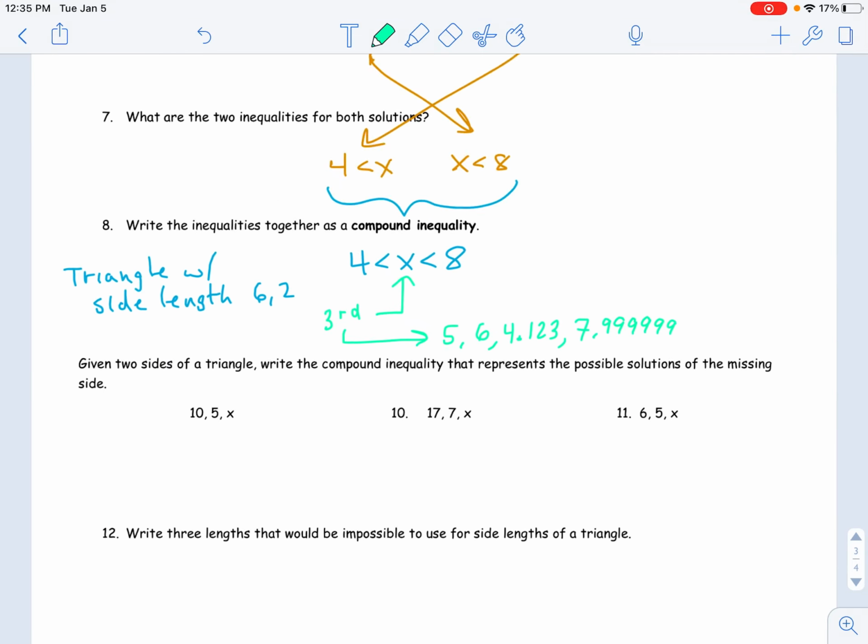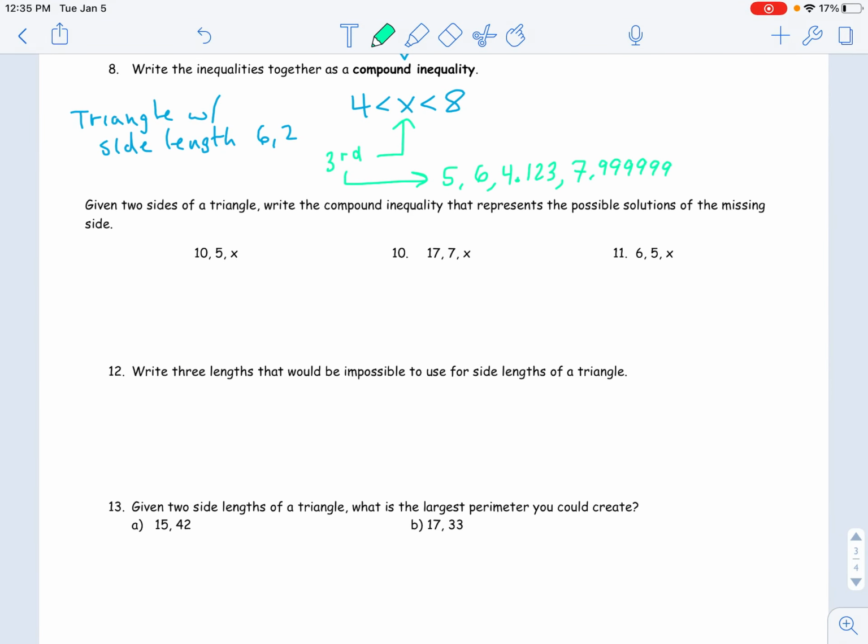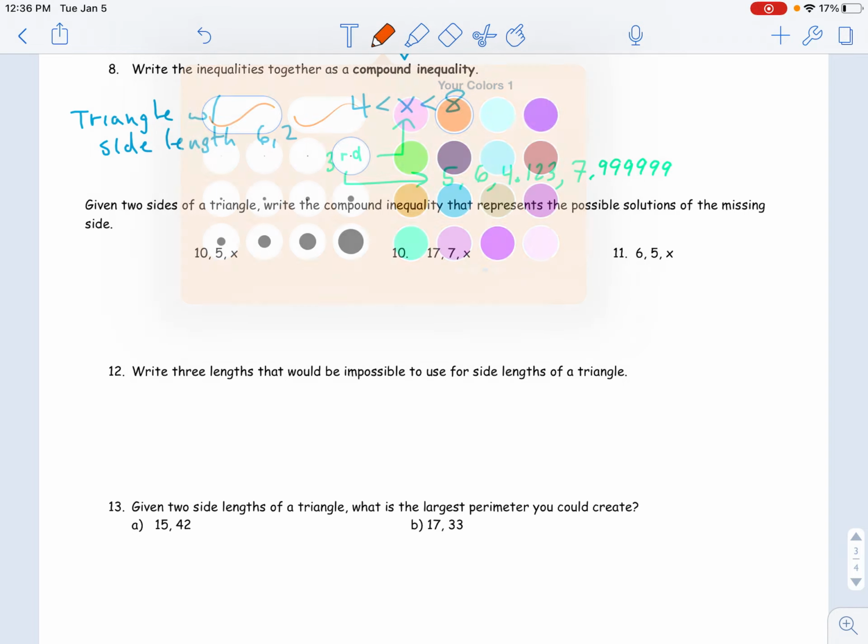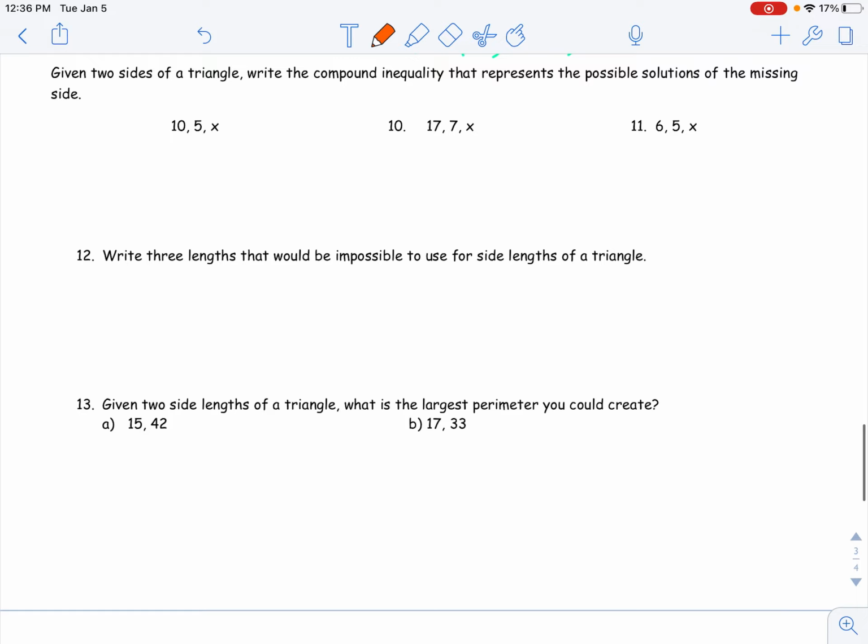So really, what we're going to be doing is we're going to be given two side lengths, and we have to determine the minimum x can be and the max x could be, the third side. All right, so given two sides of a triangle, write a compound inequality that represents the possible solutions of the missing side.